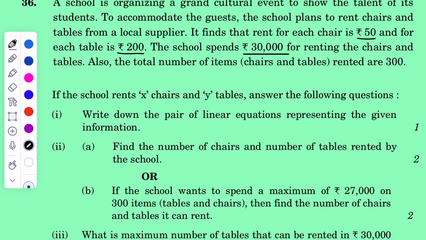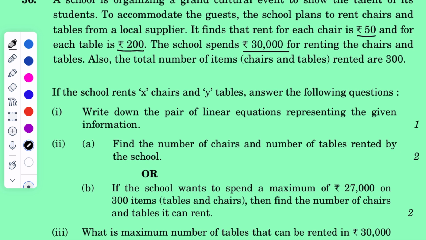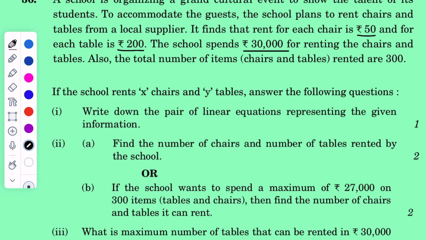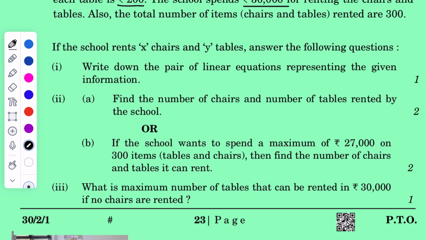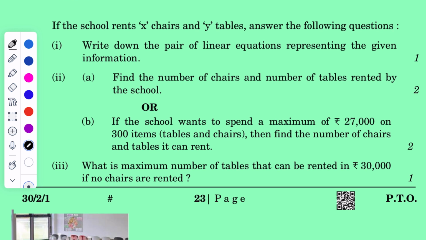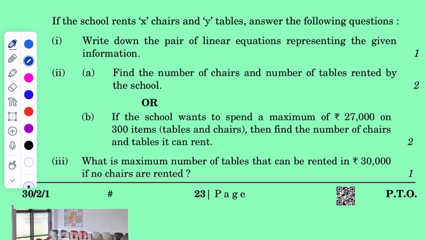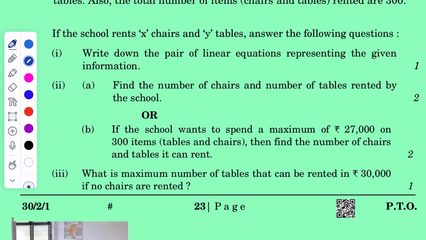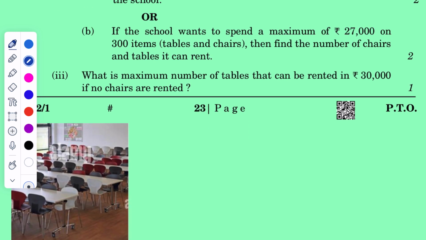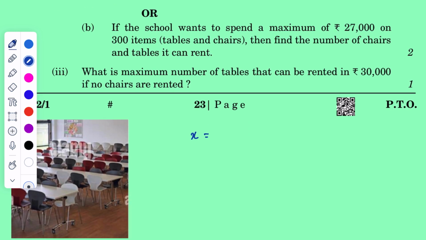And this question is asking, if the school rents x chairs and y tables, write down the pair of linear equations representing the given information. First, we will write: one chair for rent purpose is 50 rupees, and for a table it is 200 rupees. Suppose x is the number of chairs taken for rent, and y is the number of tables.